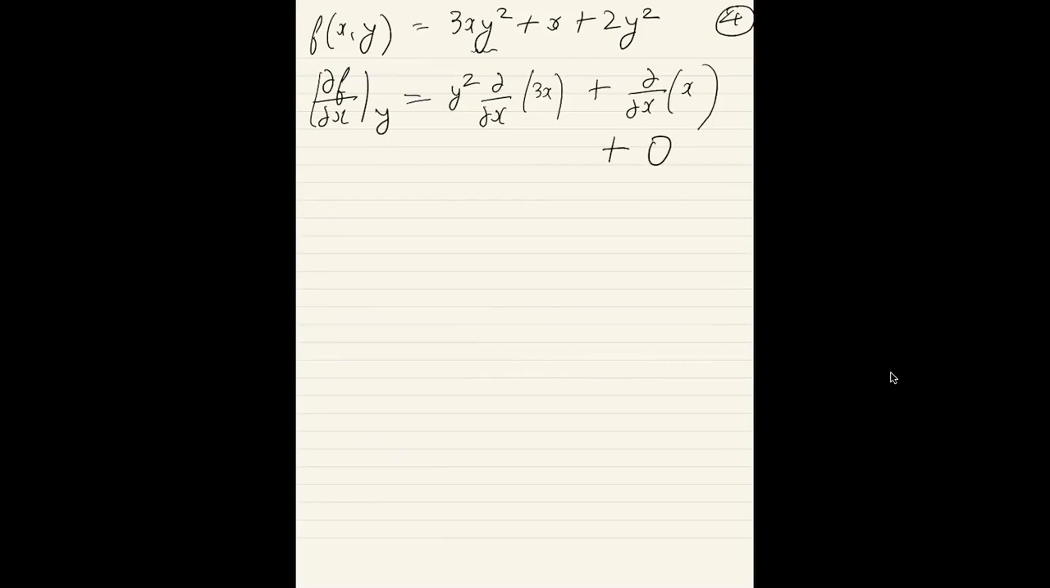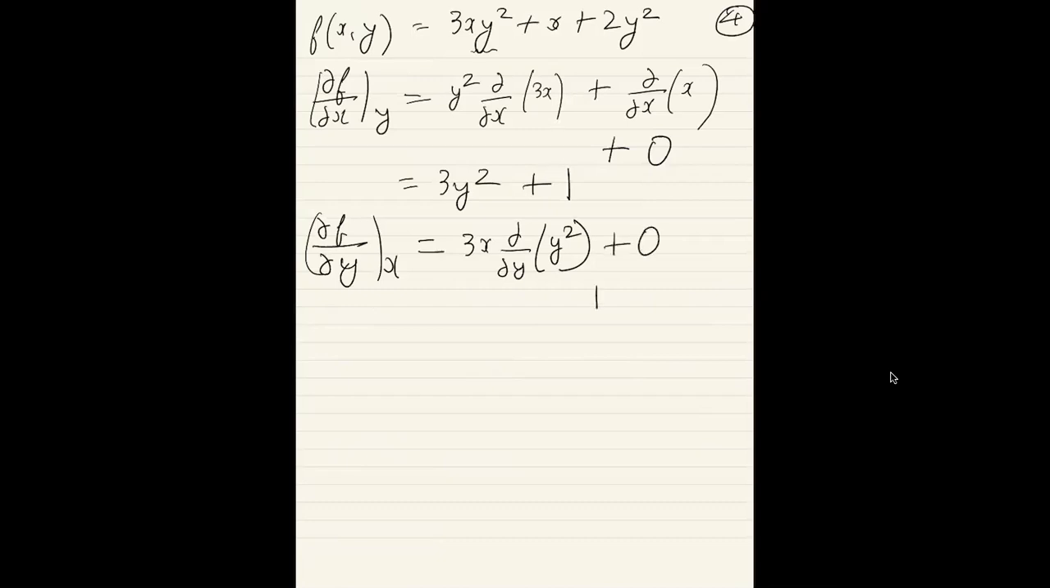So what does it mean for us? This becomes 3y squared plus 1. We can also calculate partial with respect to y, keeping x constant. Now the first term will give us 3x partial with respect to y. So you got to be careful in these things and not run through it too quickly, at least in the first few times you're doing it. With respect to y, x is a constant, so that's just going to be 0. With respect to y, 2y squared will give us 4y, but let's write it down just to be clear.